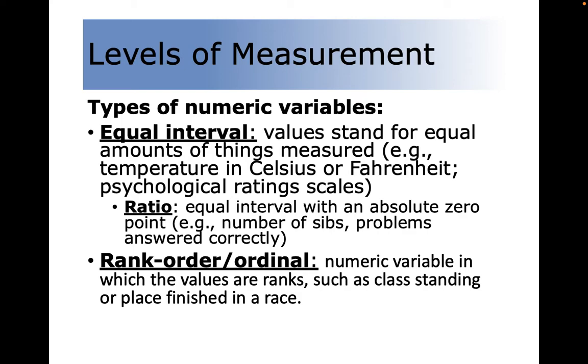The other main type of numeric variable is a rank order variable. This is a variable in which the numbers stand only for relative ranking. Rank order variables are also called ordinal variables. A student standing in his or her graduating class is an example.